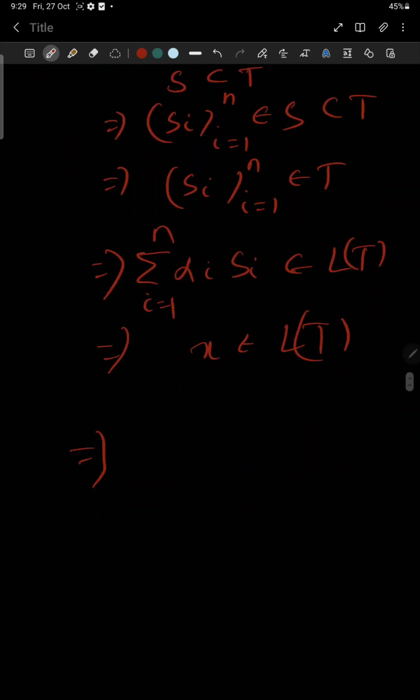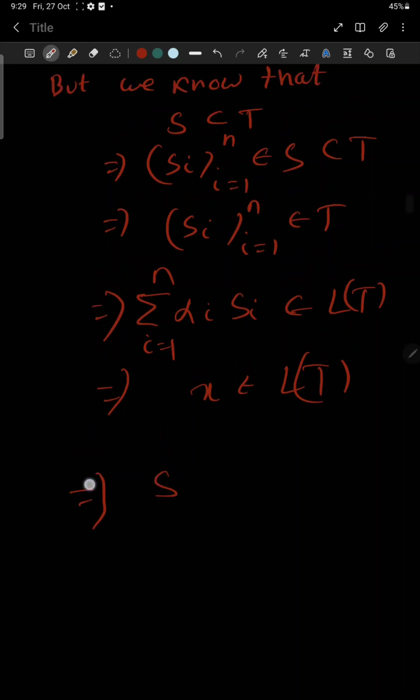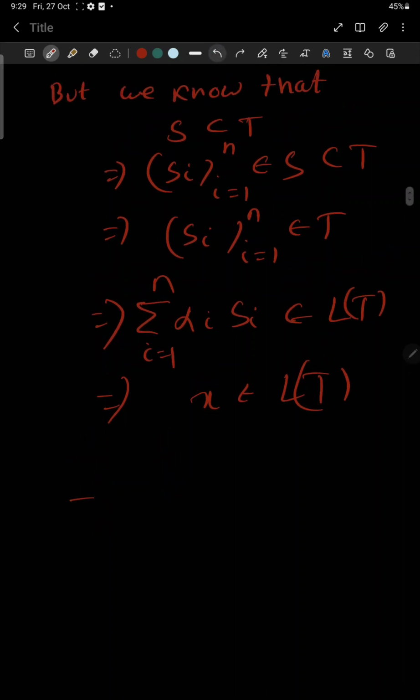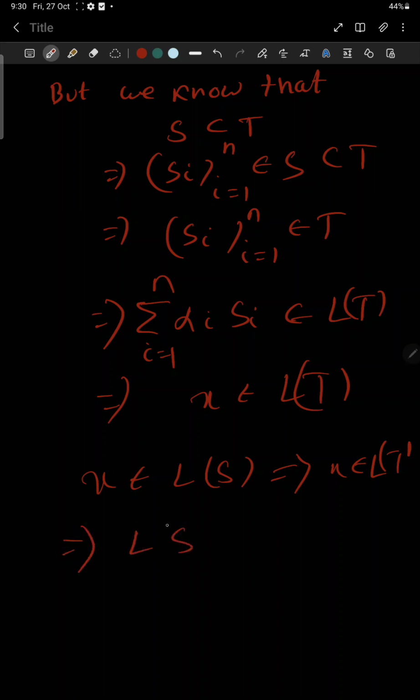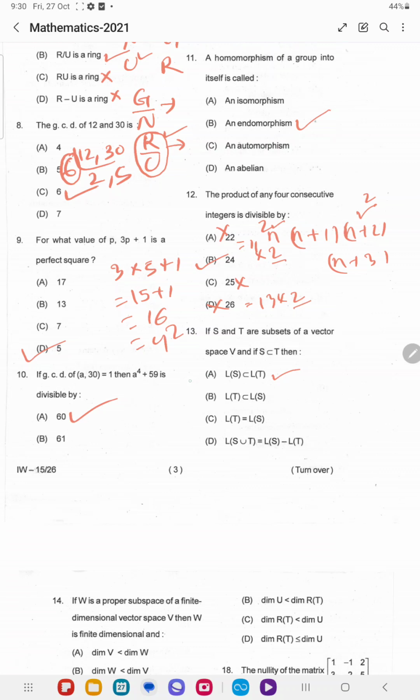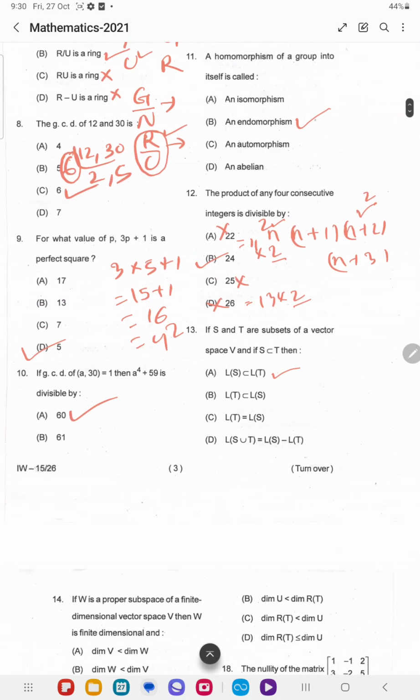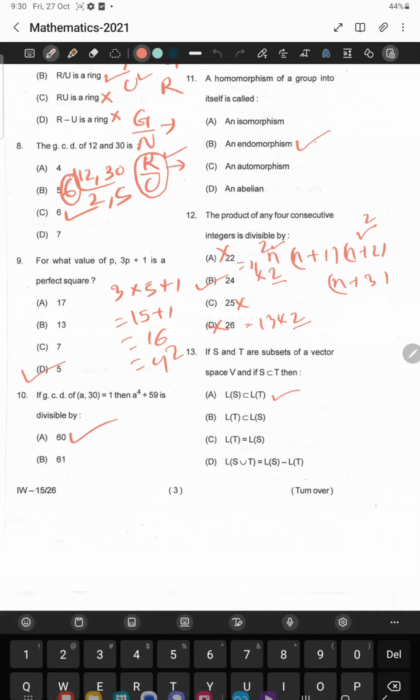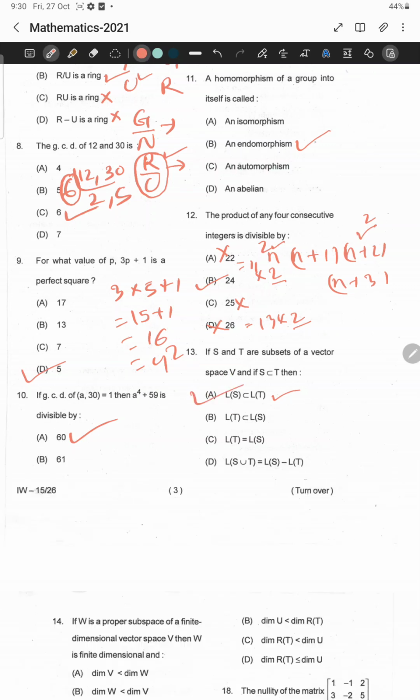So what do we get? We get that X belongs to L of S implies X belongs to L of T. This implies that L of S is a subset of L of T. This is a simple proof, you can prove it easily. So option A is the correct answer. In this question, option A is the only correct answer: L of S is a subset of L of T.